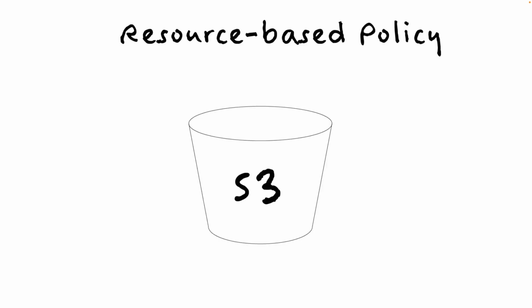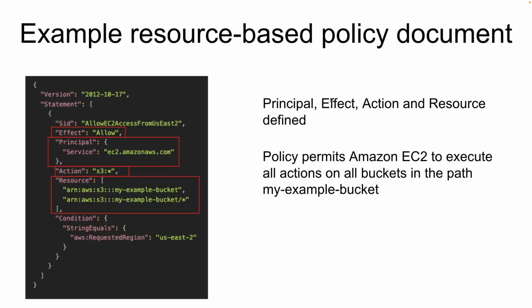Resource-based policies are attached to AWS resources, such as an S3 bucket. Here we have the effect element, which is allow. We have the action element, which allows all S3 actions, and then we have the resources that can be accessed under this policy. How this differs from an identity-based policy is that here we have a principal, and as you can see, the principal is in fact a service and not a user. It's the AWS EC2 service that is the principal within this policy.